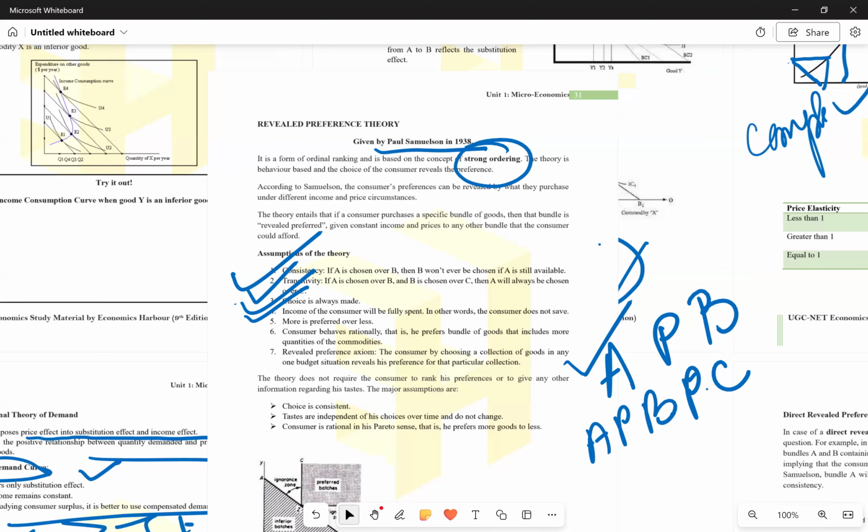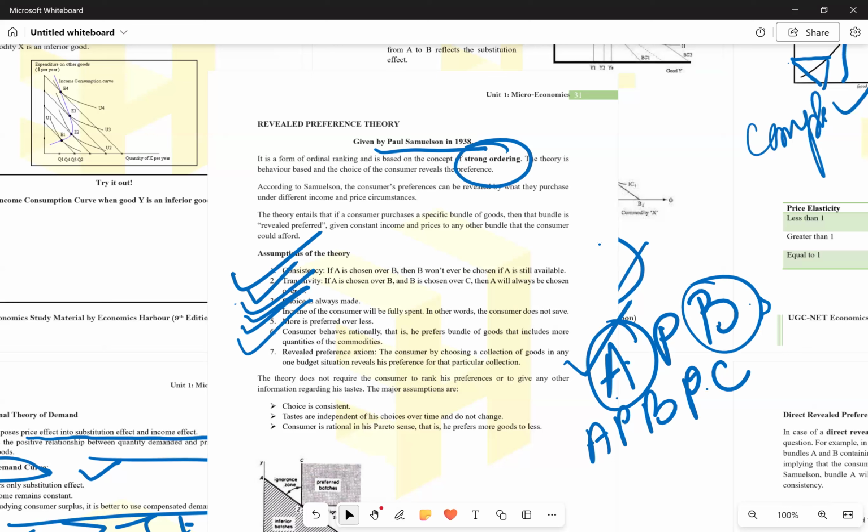Okay. Then monotonicity: more is preferred to less. If the consumer is choosing A over B, and they are the same commodities, the same bundles, then it is highly probable that A has more units as compared to B. So more is preferred to less. And the consumer behaves rationally. He will definitely consume the bundle which has more commodities.